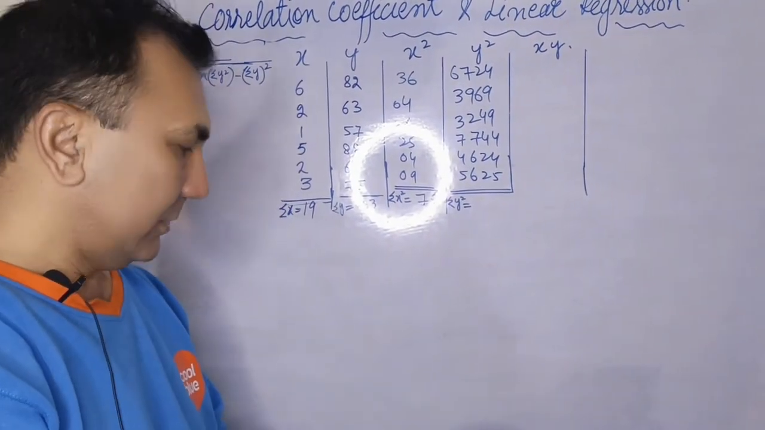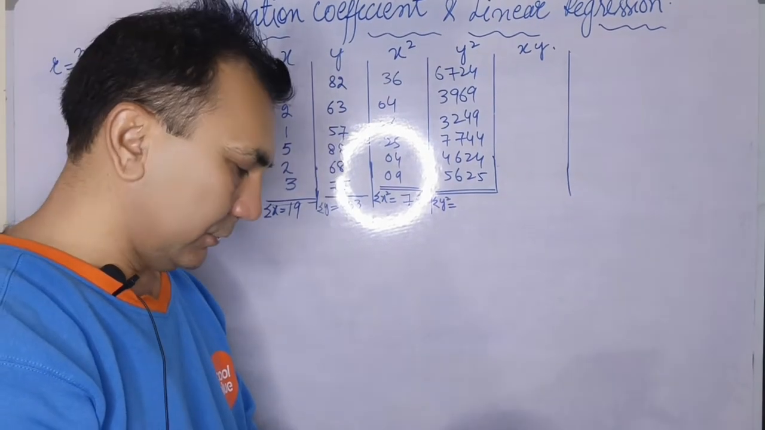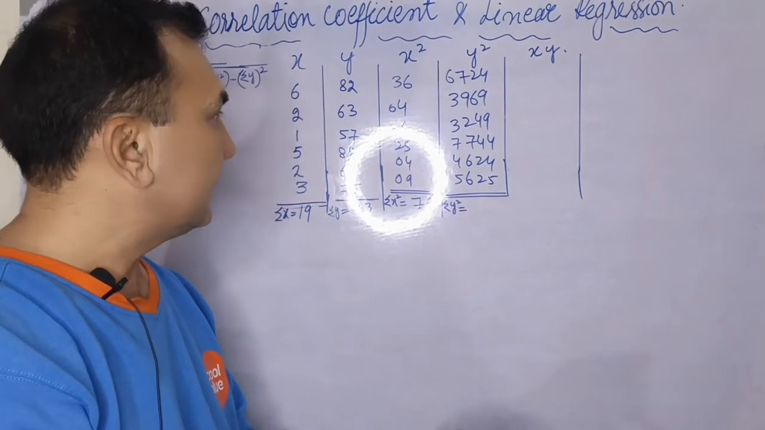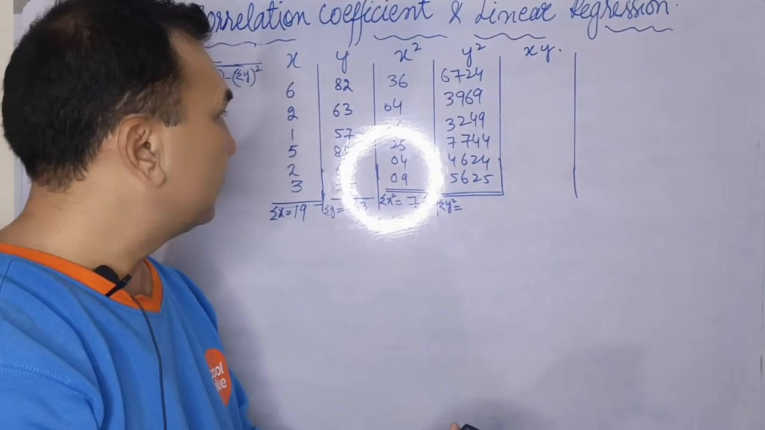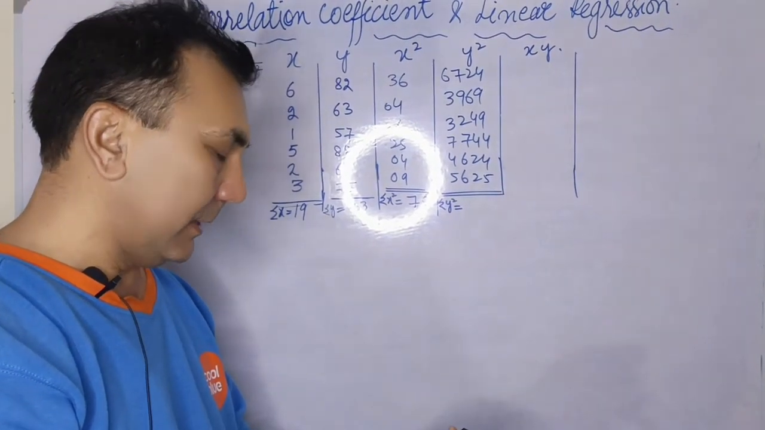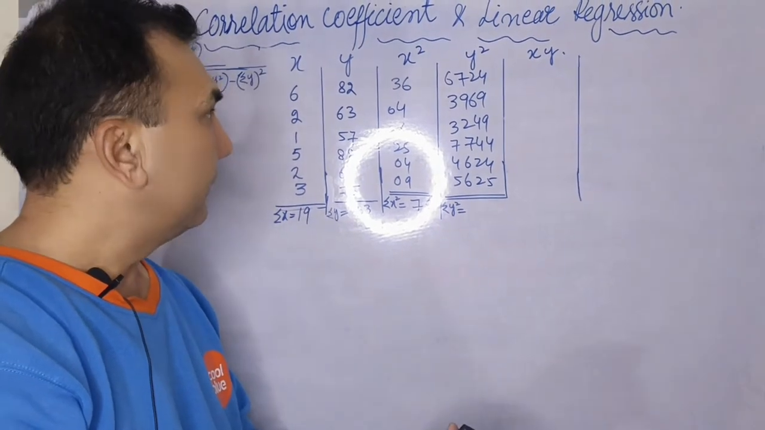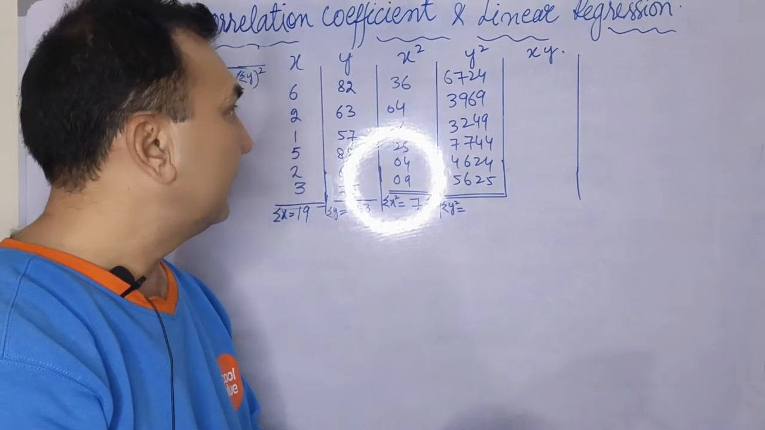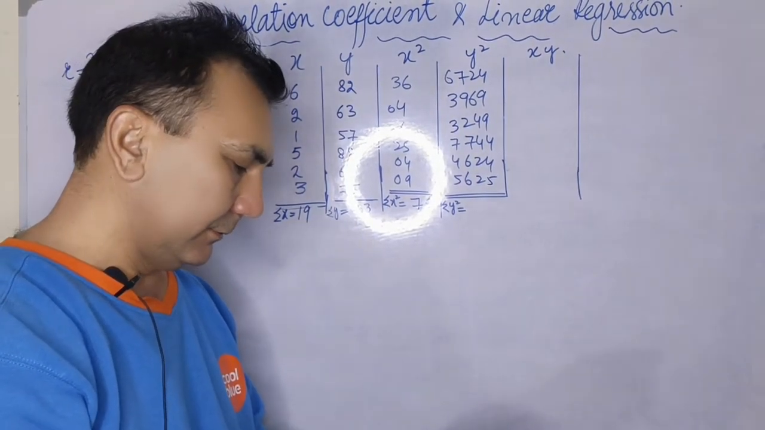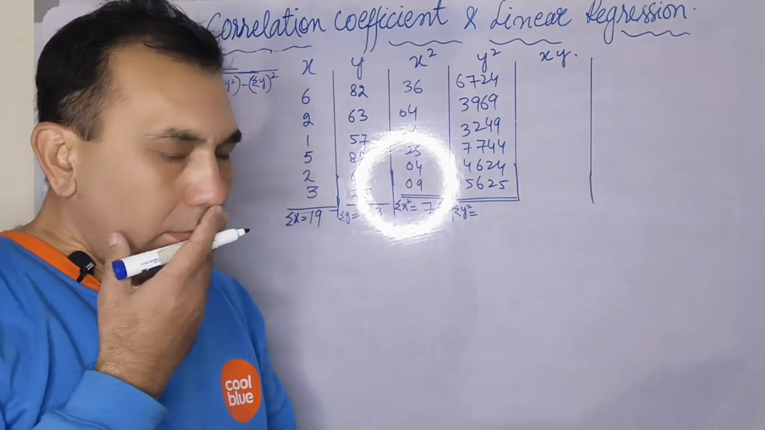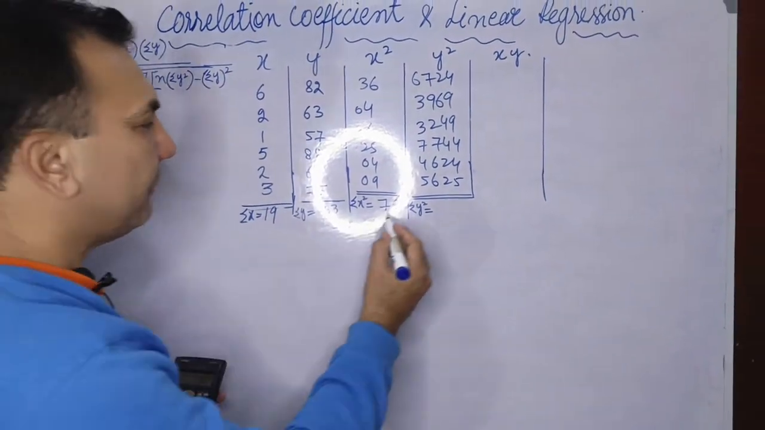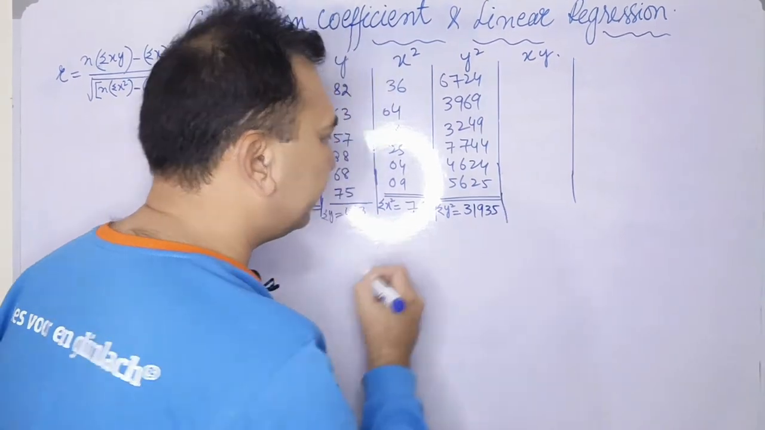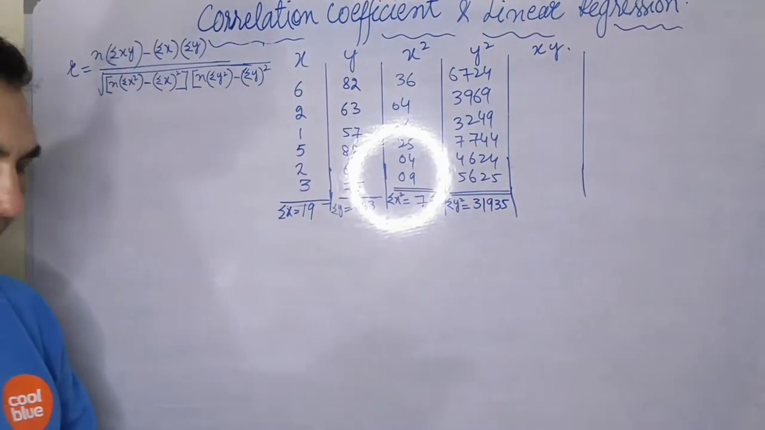5625 plus 4624 plus 7744 plus 3249 plus 3969 plus 6724 plus, it comes up with 31,935. This is the value of the sum of the y square.